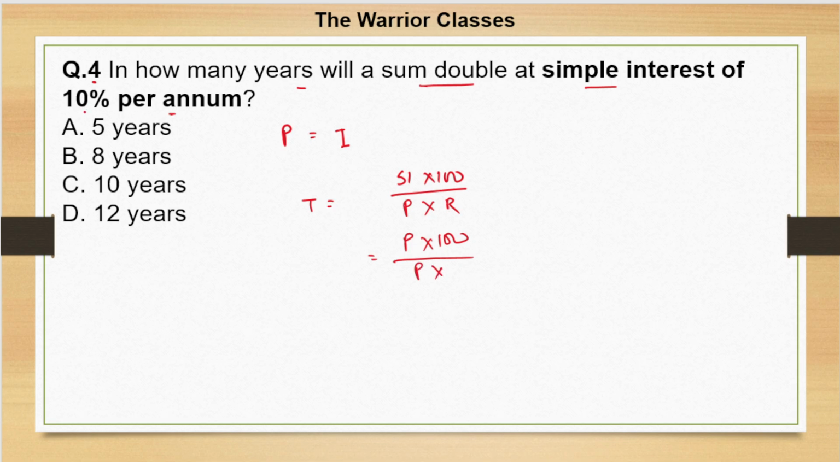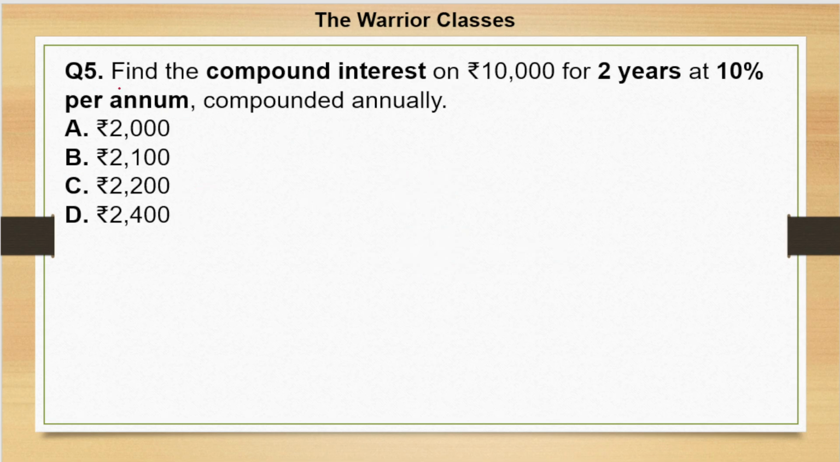R given here is 10%. So it is 10. Now cancelling P and P, that is equal to 10. So 10 years. 10 years is the correct answer. Option number C, 10 years is correct. Now the next question.